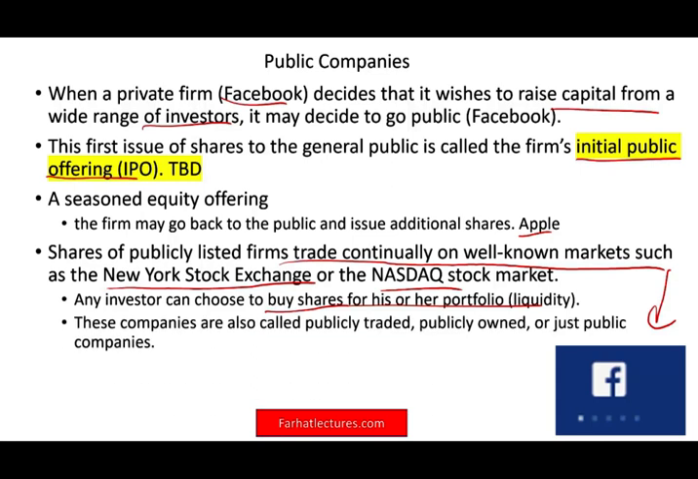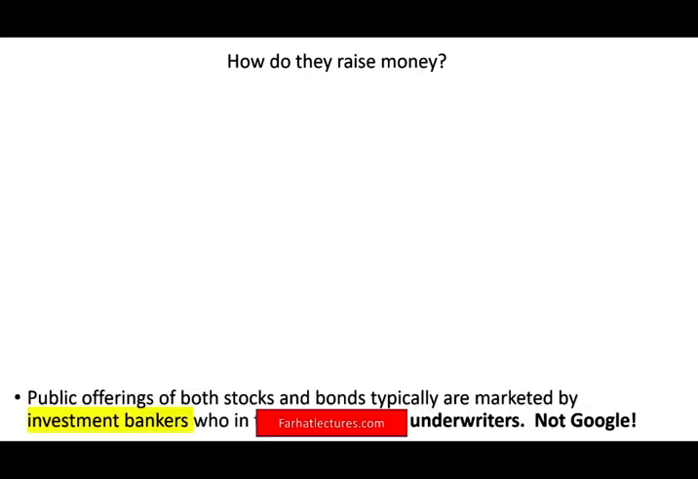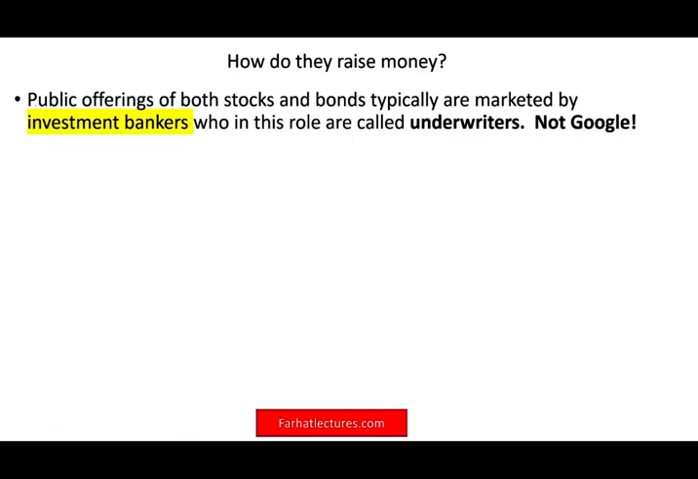Okay. These companies are also called publicly traded, publicly owned, or just public companies. How do these companies raise money? Well, we said private companies can ask friends, family, and connections, as well as have private placements. How about public companies? The reason they went public is to have a public offering. Public means they can sell stocks and bonds to anyone.